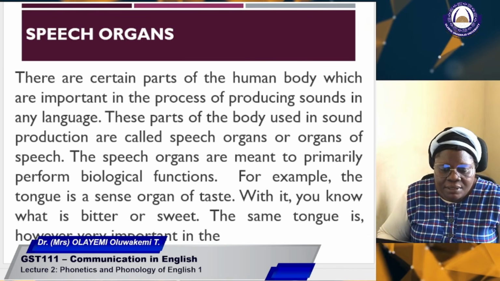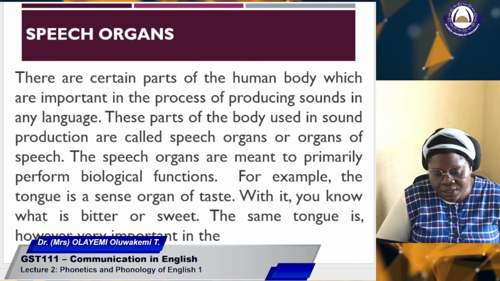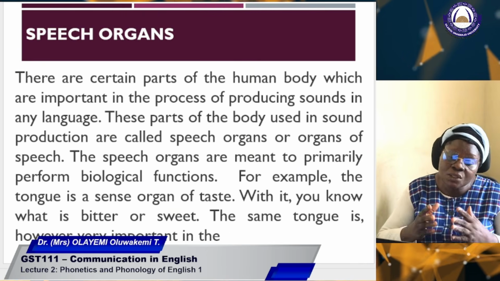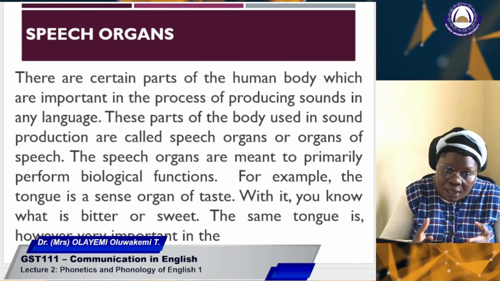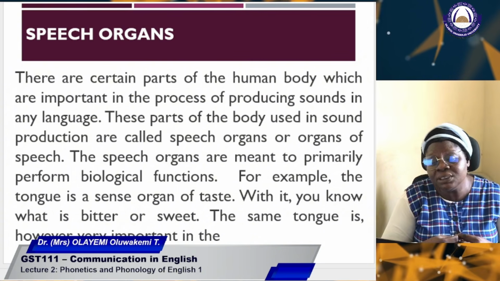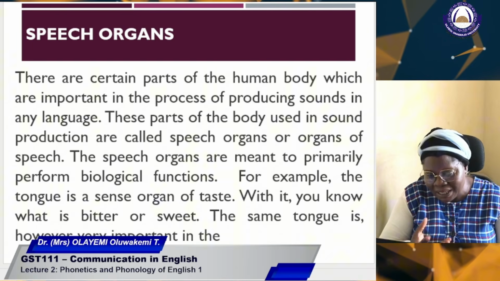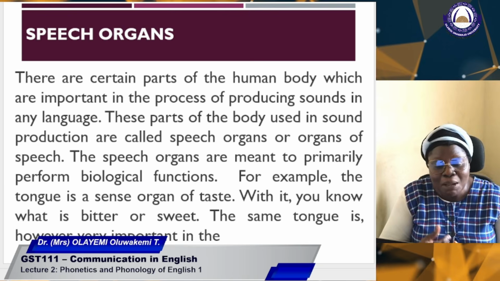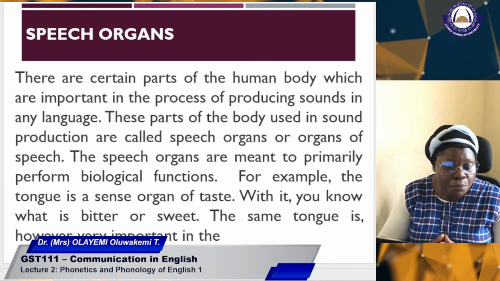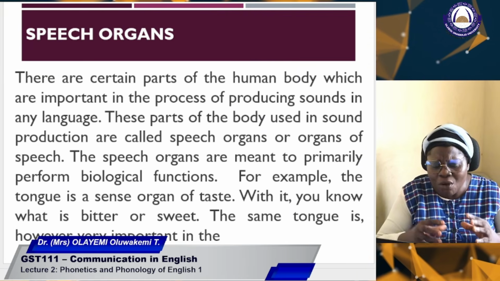There are certain parts of the human body which are important in the process of producing sounds in any language. And that is why we are beginning with the speech organs, those aspects of your body, those areas, those parts of your body that you have to use compulsorily when you speak. As I'm talking with you, you can see that my mouth is playing a very prominent role in this communication process. But it's not only my mouth. There are other speech organs.